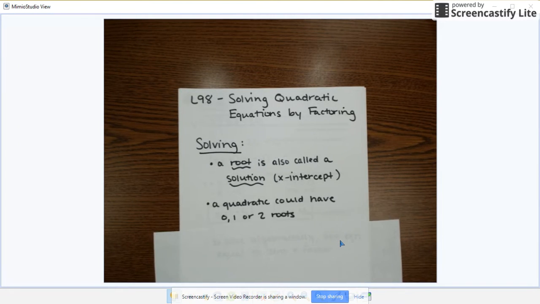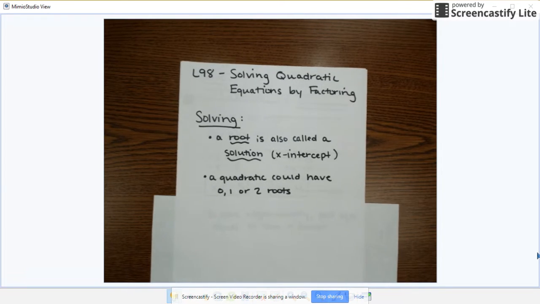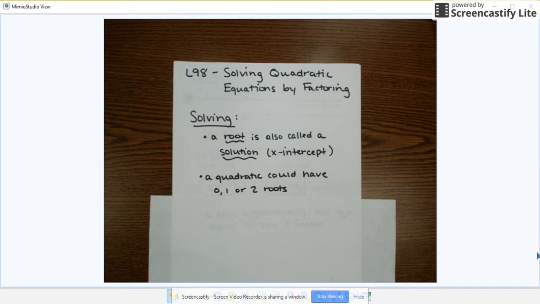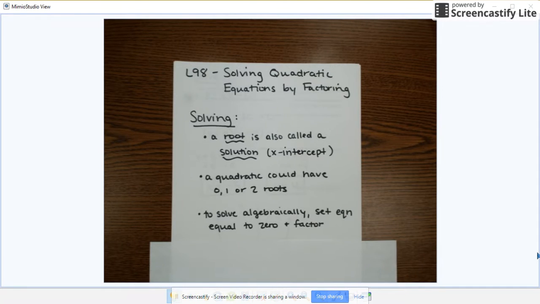A quadratic equation can have 0, 1, or 2 roots as well. So there's a varying number of answers you could have. And in order to solve these algebraically, or to solve them by factoring, we need to take our equation and set it equal to 0 and then factor.